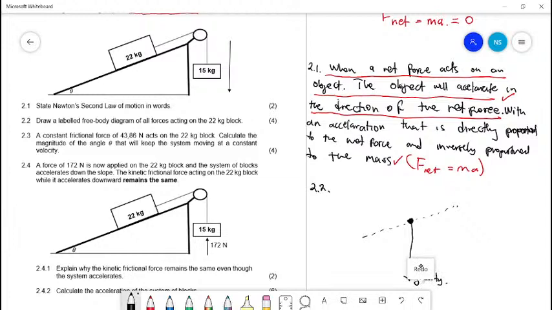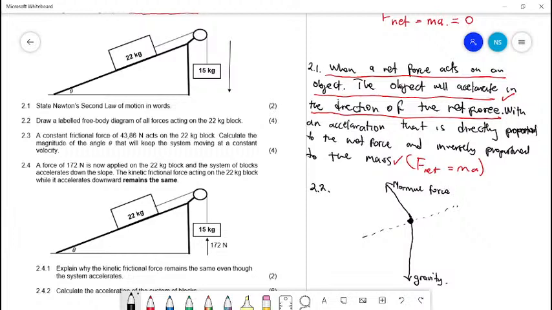And then the second force is the normal force, right? The normal force is always there whenever an object is on a surface. So we also have the normal force, and the normal force is always perpendicular to the surface. So this is the normal force.